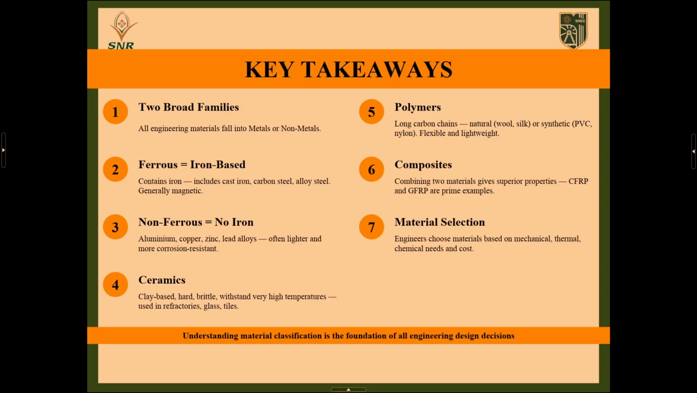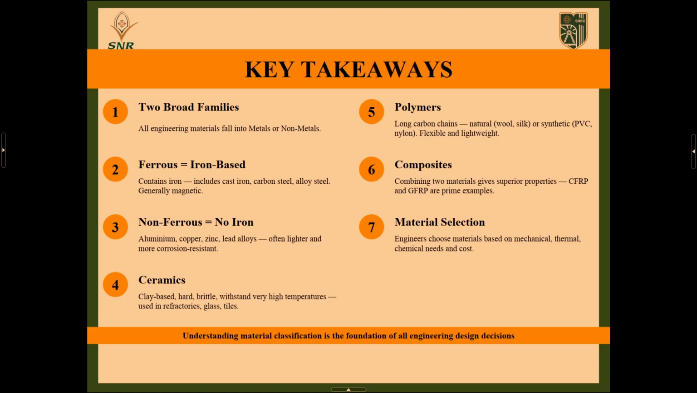Key takeaways: we see two broad families, where all engineering materials are either metals or non-metals. Among metals, ferrous means iron based and non-ferrous means no iron. Iron based includes cast iron, carbon steel, alloy steel and other alloying elements. Non-ferrous materials mean aluminum, copper, zinc and lead alloys, which are softer, lighter and more corrosion resistant.